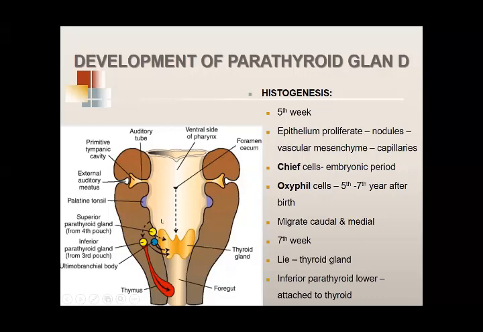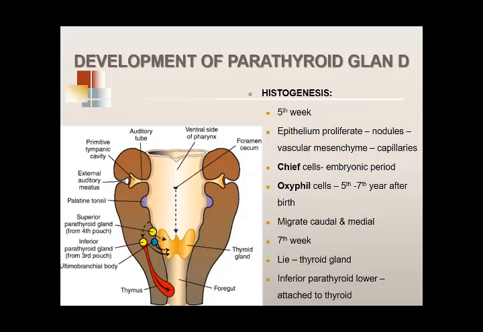You know that these pouches are lined by endoderm. So the endoderm of both these dorsal wings proliferates. This proliferated endoderm then breaks down and forms nodules. These nodules are invaded by vascular mesenchyme. In other words, vascular mesenchyme penetrates into the developing nodules. And this vascular mesenchyme that has entered these nodules develops into capillaries.